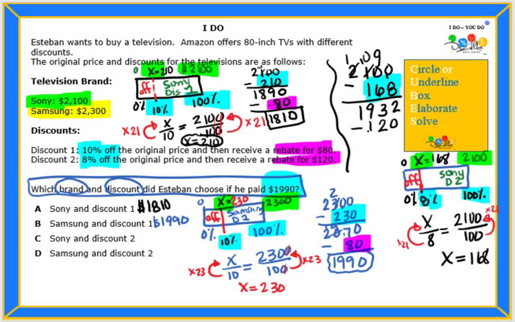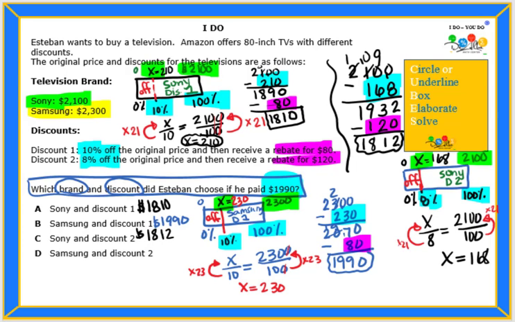So we're going to subtract another $100 and $120. That is for the rebate. And let's see what our final price will be here. 2 minus 0. 3 minus 2 is 1. 9 minus 1 is 8. And 1 minus nothing. So look at that. When we look at and compare the two Sony prices, discount 1 is 1,810. Discount 2 is 1,812.